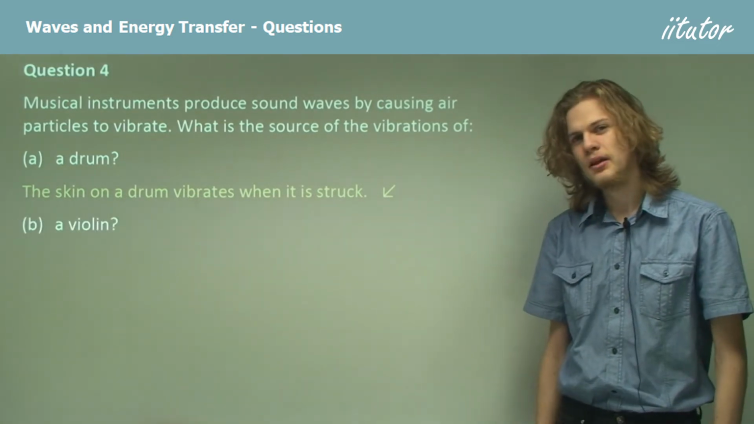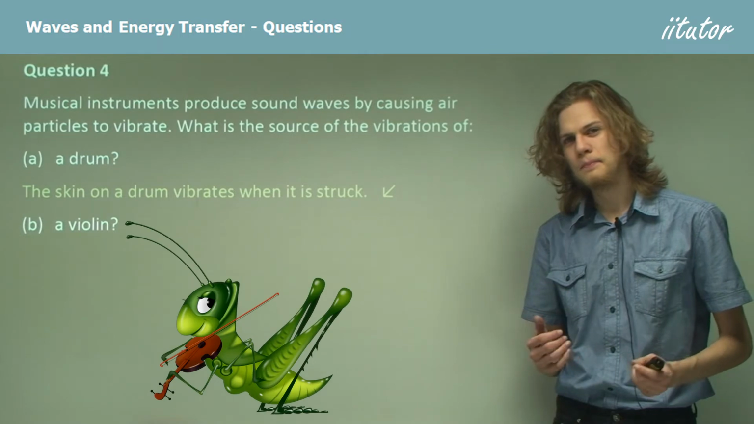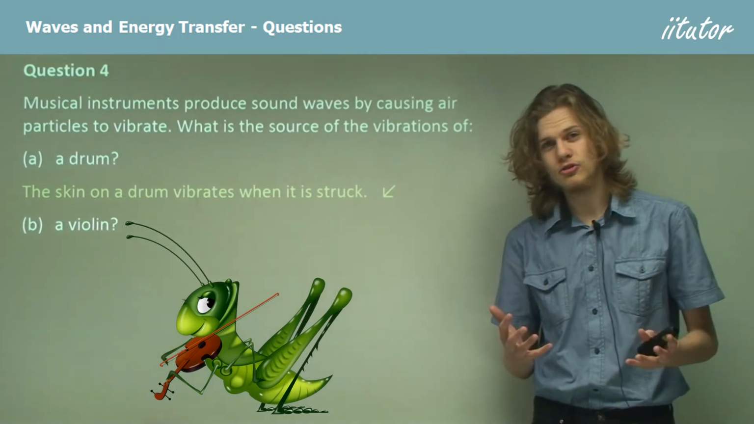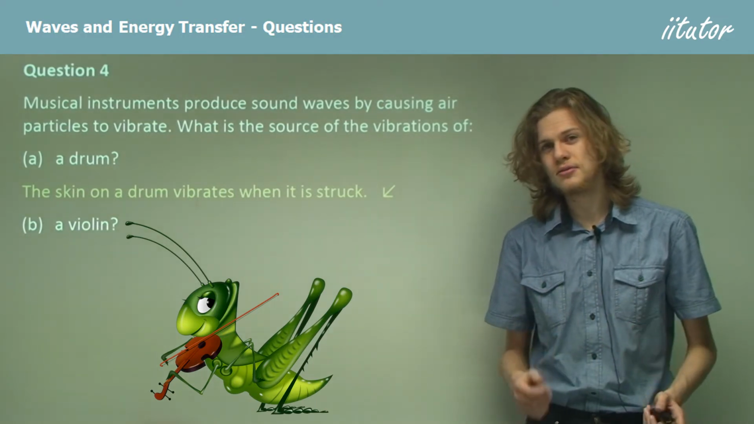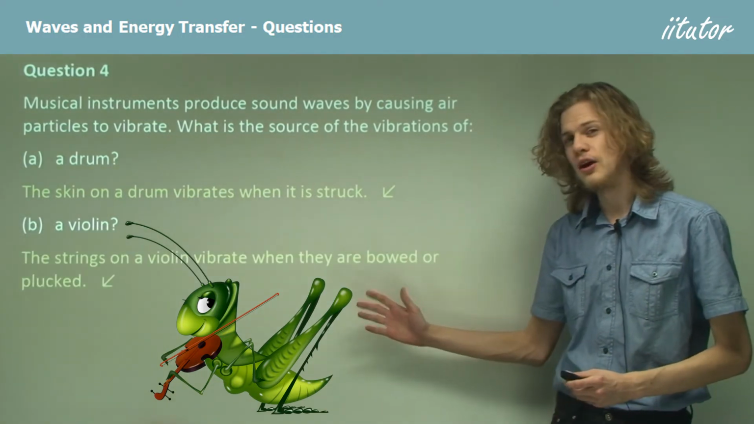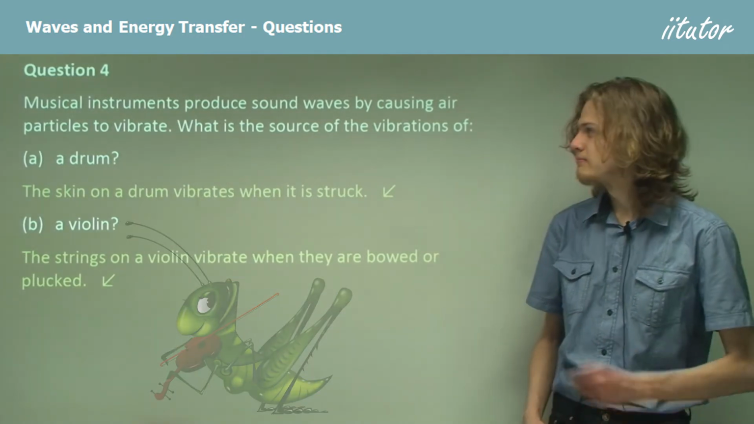Part B. What produces the vibrations in a violin? Now, a violin is a stringed instrument, and it turns out the strings vibrating is what causes the sound waves. So in this case, the strings on the violin vibrate when they are plucked or bowed by the musician.